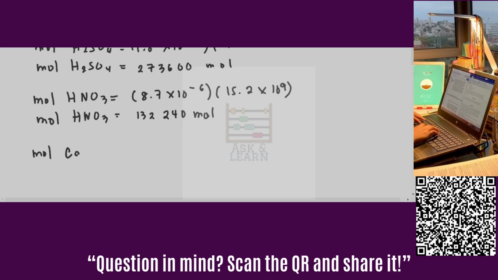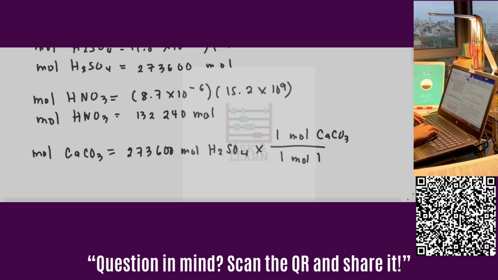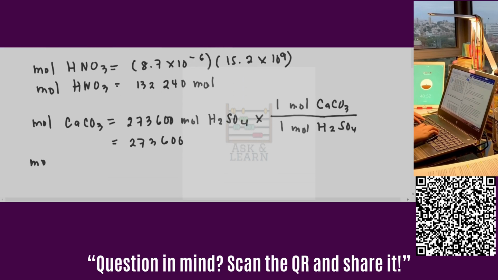And next, what we will do is to convert each of the moles of the acid into moles of CaCO3 by using the relationship from the coefficients of the balanced equation above. So let us recall, for every mole of sulfuric acid, we require 1 mole of calcium carbonate. So we will simply multiply this by 1:1, and of course this will give us the same value, which is 273,600.